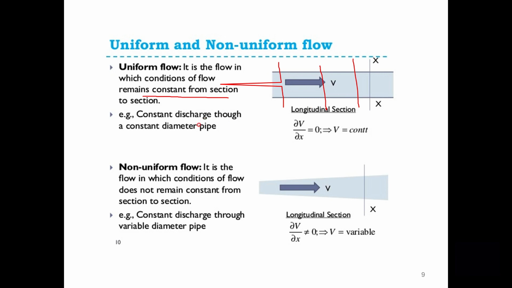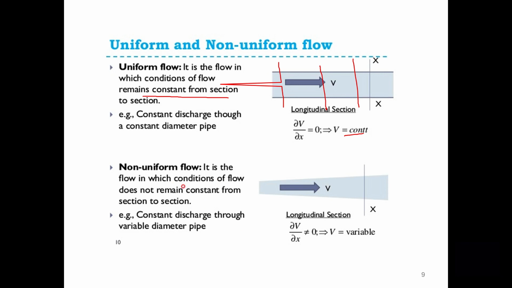It means constant discharge through a constant diameter pipe. If the pipe diameter is constant throughout the length and there is constant discharge, we get a uniform flow. It means the velocity with respect to the direction, that is with respect to the length, is 0. Along the length, wherever you take, the velocity will remain the same. That is what we call a uniform flow.